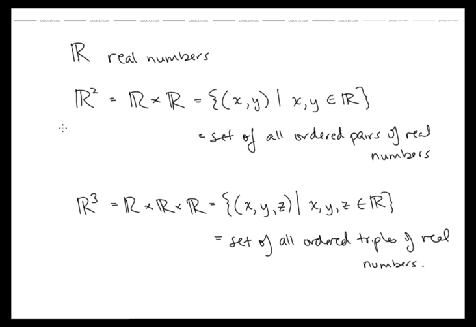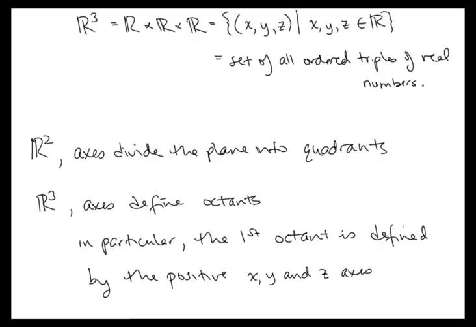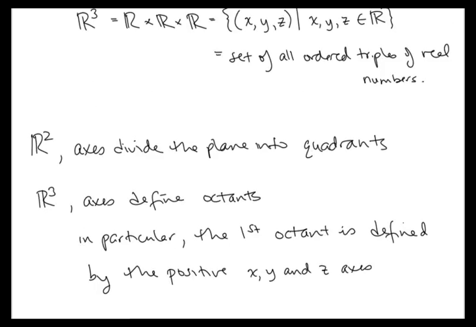So when I talk about two-dimensional space, I'm going to write R2. When I talk about three-dimensional space, I'm going to write R3 as we continue our lessons. Now we know in two-dimensional space the axes divide the plane into quadrants. In three-dimensional space the axes are going to define octants, and we talk in particular about the first octant, the one defined by the positive x, y, and z axes.